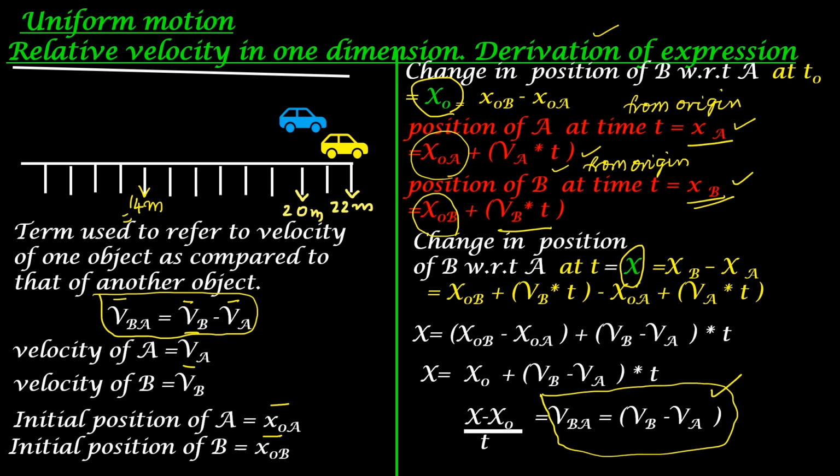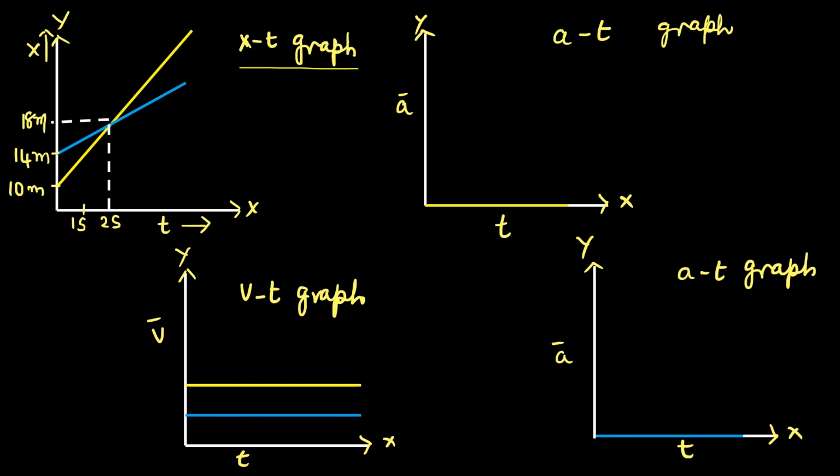We will also see the graphical representation of position time, velocity time, and acceleration time graphs. In this case, the position time graph shows object A at 10 meter and object B at 14 meter at initial time. And after some seconds, it is at 18 meter and they meet there. Velocity of A is greater than velocity of B. The slope of A is greater than the slope of B.